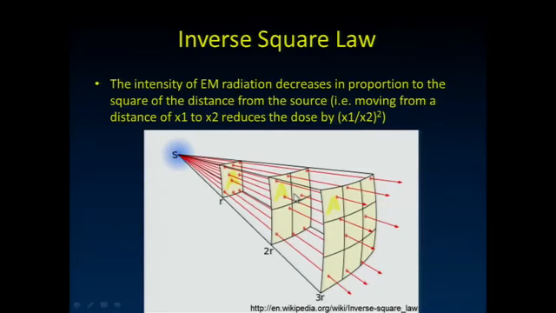But this is true for all electromagnetic radiation. This is true for radio waves. So if the source of radio waves is sitting at that point, where do you want to put your MR coil? You want to put it as close as possible to the source of those waves. So it's true for all electromagnetic radiation.